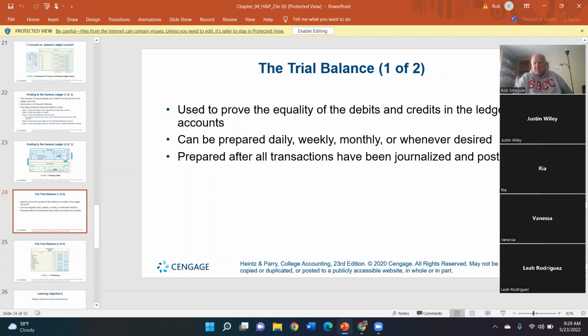The trial balance is really just a piece of scrap paper. It's not a financial statement. It's nothing you're going to give out to the public. And there might not even be anything you keep beyond the final version of it. It's prepared after all transactions have been entered and posted. In other words, we've closed. Now we can run the trial balance.